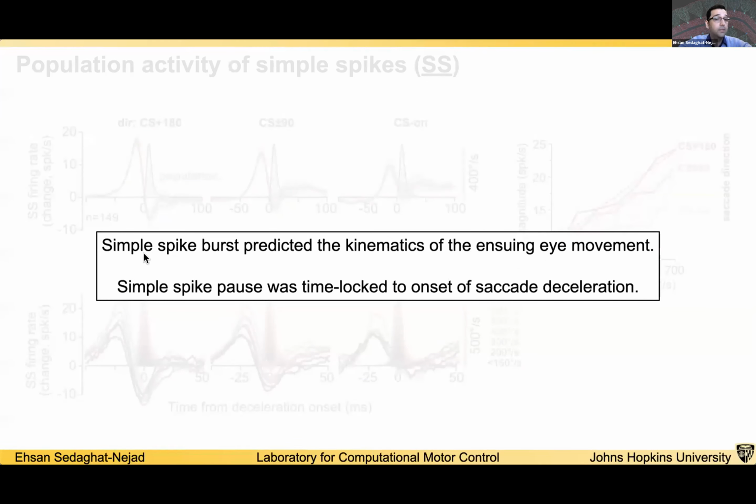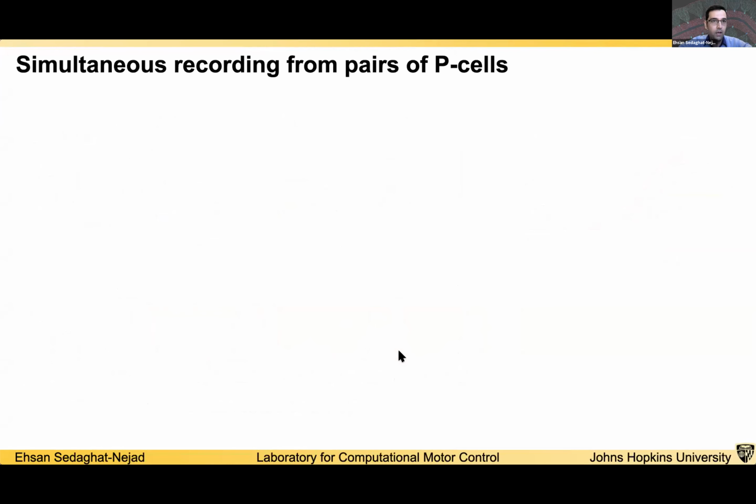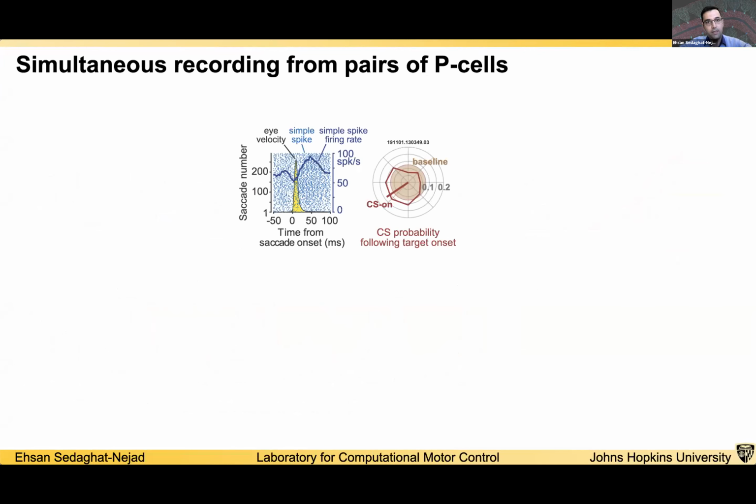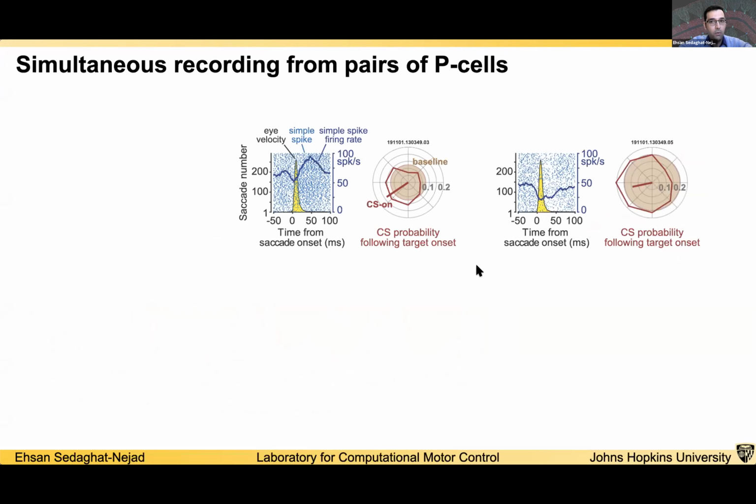Okay, so simple spike burst predicted the kinematics of the ensuing eye movement, and simple spike pause was time locked to the onset of the saccade deceleration. Okay, so I started my talk with the question of synchronous activity among the population of P cells, and do we see synchrony in the population or not? In our data set, within those 149 individual P cells, we have 42 pairs of simultaneously recorded P cells.